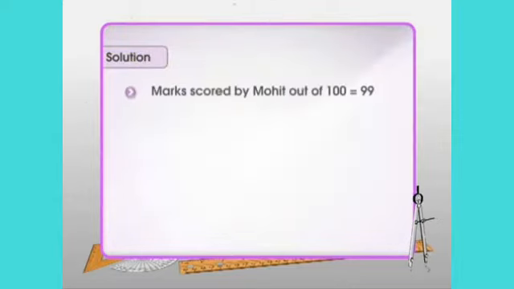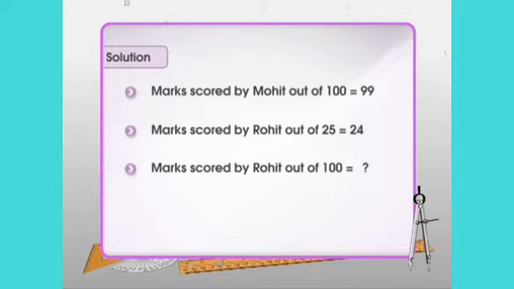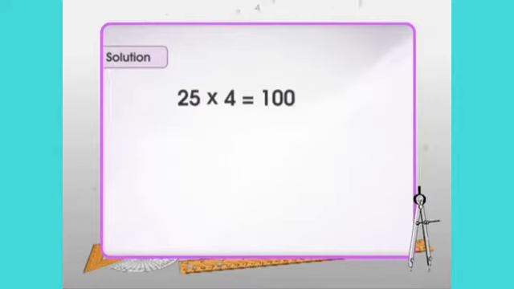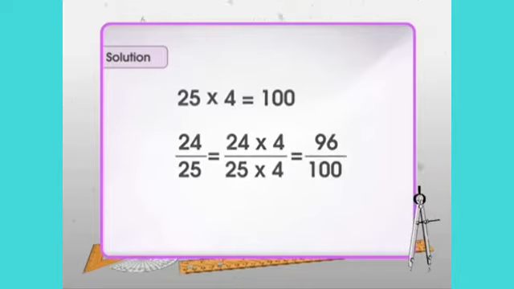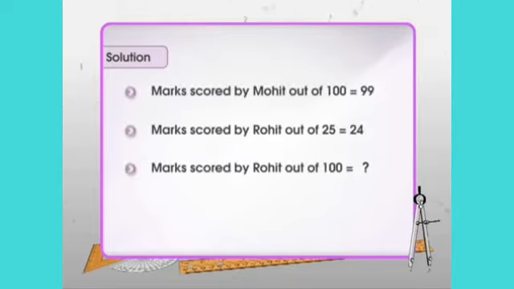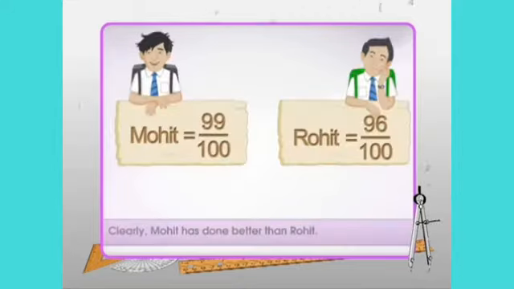Mohit got 99 marks out of 100. Can you tell how many marks Rohit got out of 100? Let's see. We know 25 into 4 is equal to 100. So 24 upon 25 is equal to 24 into 4 upon 25 into 4, that is equal to 96 upon 100. This means Rohit got 96 marks out of 100. Thus, Mohit has done better than Rohit.